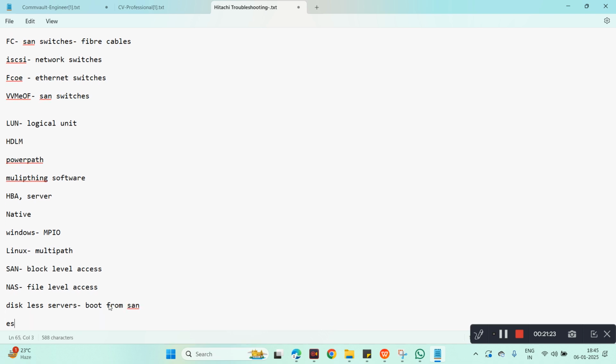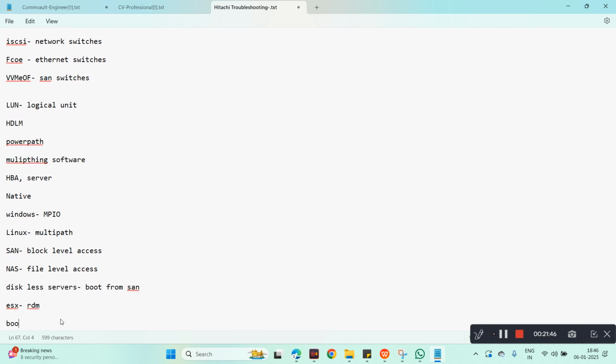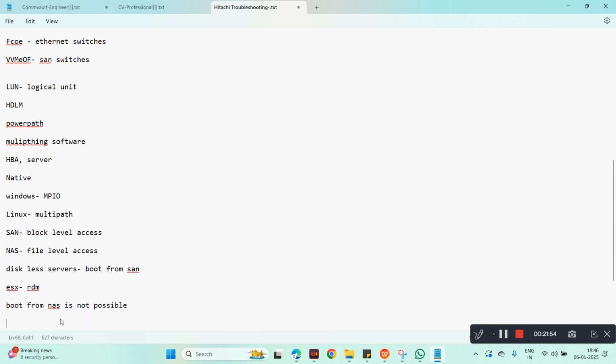For ESX, they use raw device mapping, RDM. You allocate the storage to your ESX and map it as RDM to the VM, and when you install the operating system, you use the RDM to keep the OS. So it's boot from SAN, okay? But boot from NAS is not possible. Only boot from SAN is possible. You have to understand that, okay?